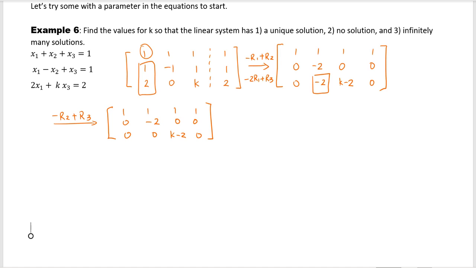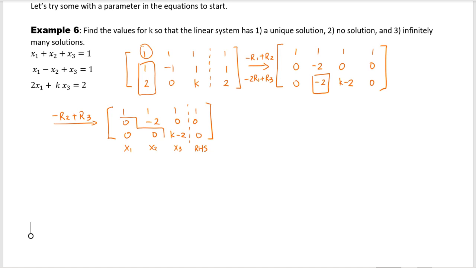Okay, so this is the echelon form, right? And the first column corresponds to the coefficients of x1. Second column corresponds to the coefficients of x2. Third column corresponds to the coefficients of x3. Last column corresponds to the coefficients of our right-hand side. Okay, now once we get the echelon form, we do back substitution.